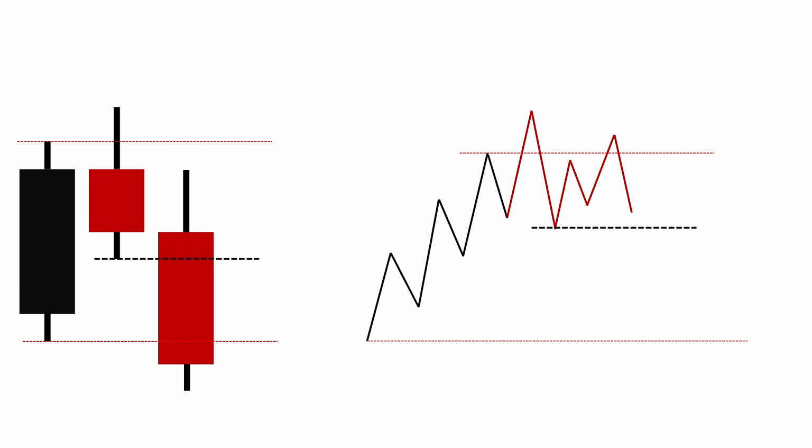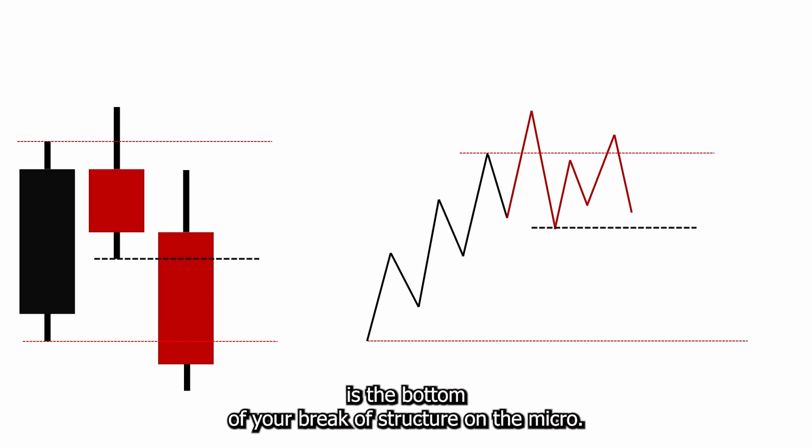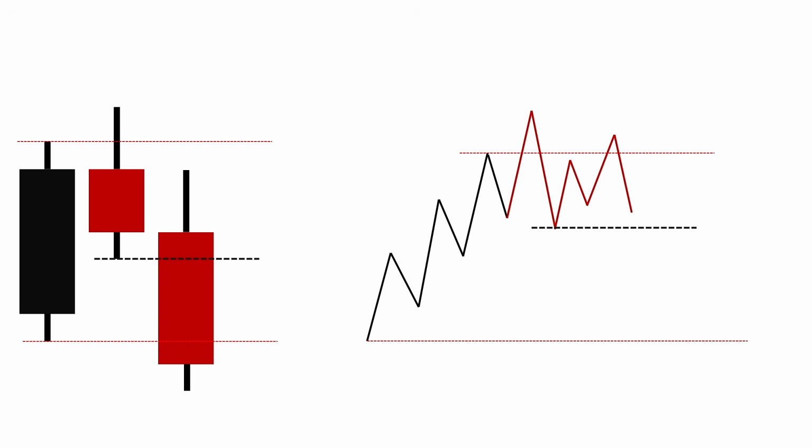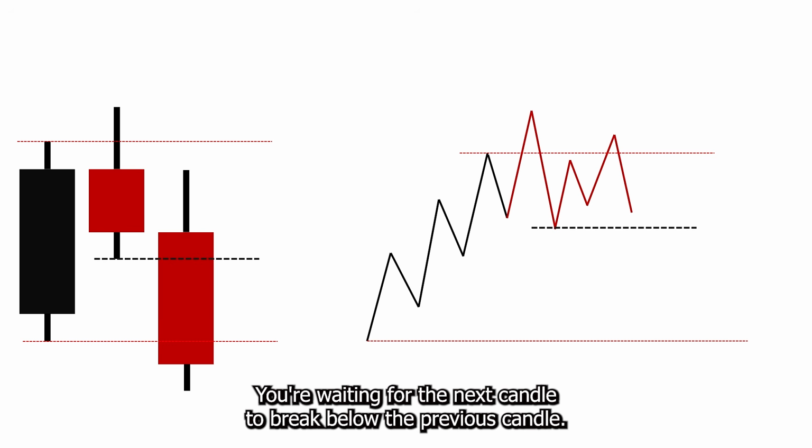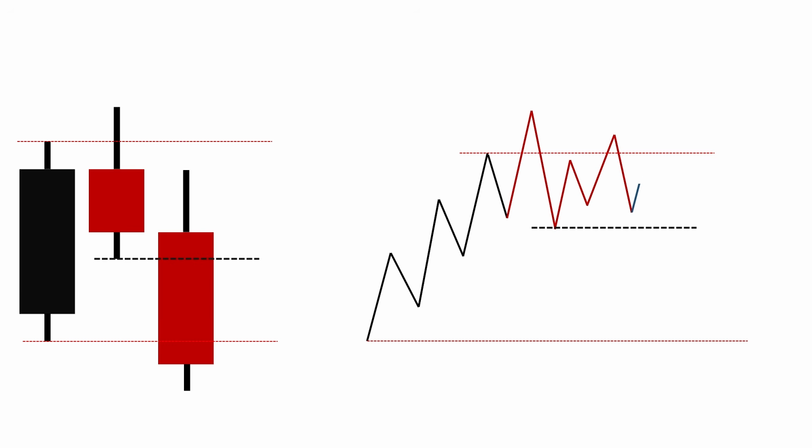and closes bearish. So what are we targeting now? We are targeting that candle low. And as you can see, that candle low is the bottom of your break of structure on the micro. So what are you waiting for the next candle? You're waiting for the next candle to break below the previous candle. Next candle starts off bullish, forms your wick.